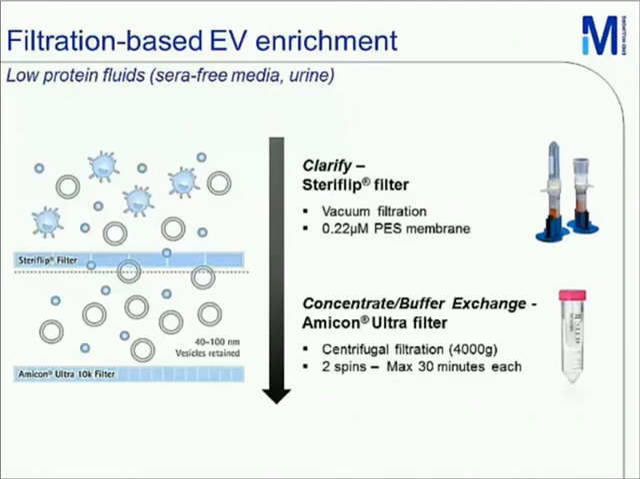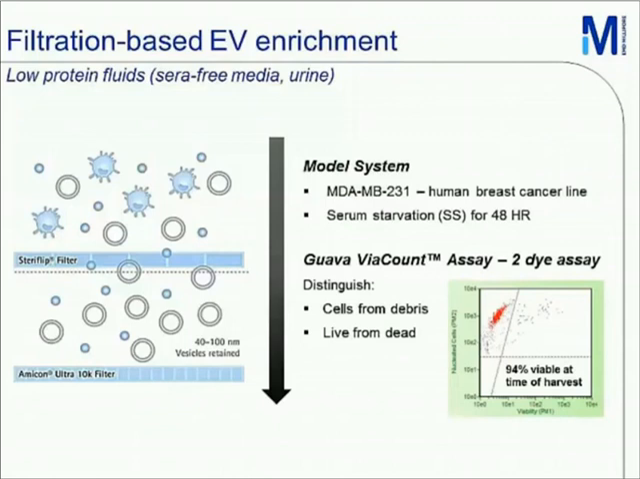To investigate the feasibility of this application, we have worked with MDA-MB-231 cells, a human breast cancer cell line. For all this work, cells were grown to roughly 75% confluence in conditioned media, washed thoroughly, and shifted to serum-free media for 48 hours, when cell culture supernatant was harvested. The plot on the bottom right shows a viability measurement taken on the MDA culture at the time of media recovery. Using the Guava flow cytometry platform and ViaCount assay, cultures were routinely found to be greater than 95% viable at the time of harvest.